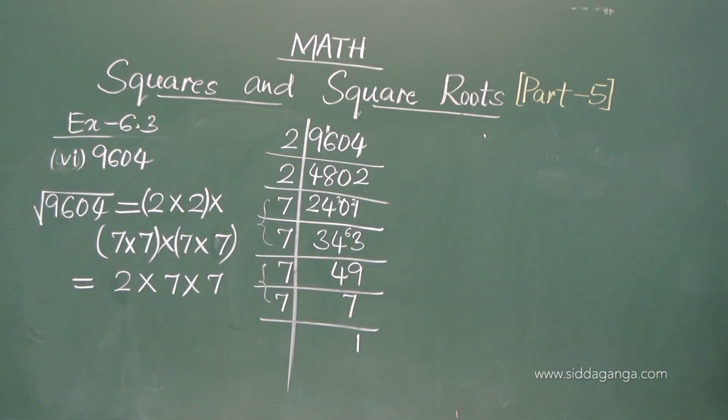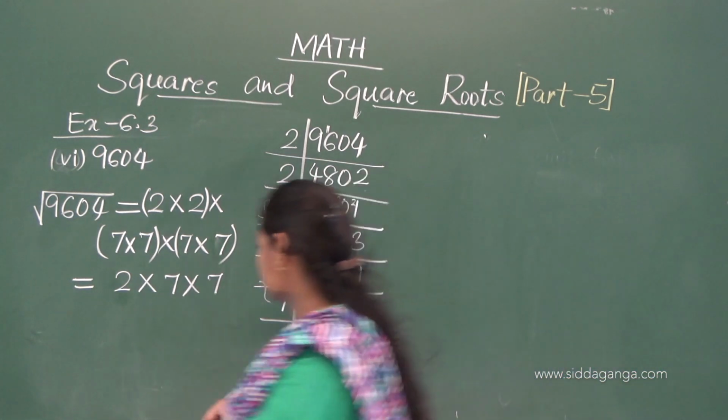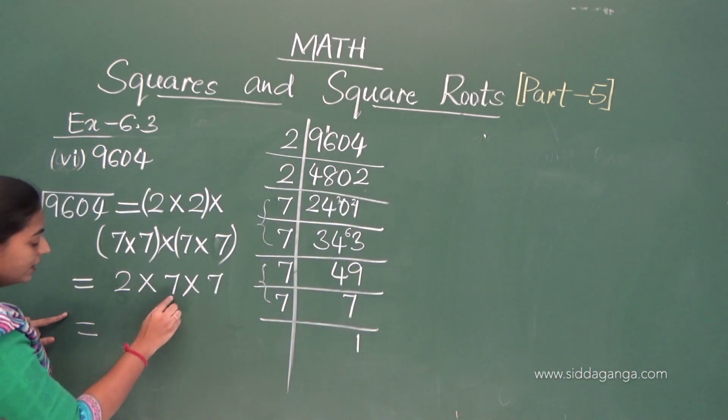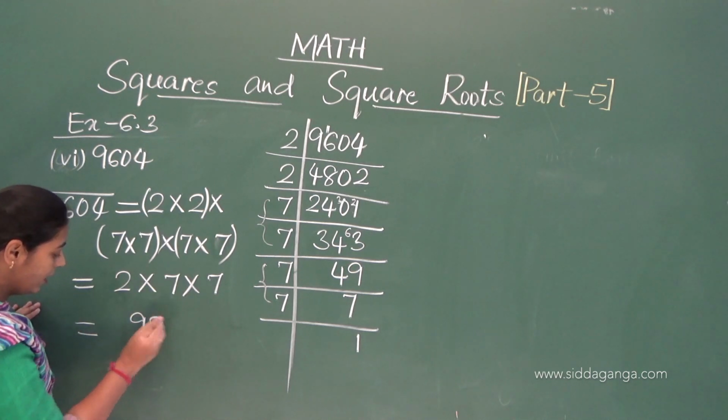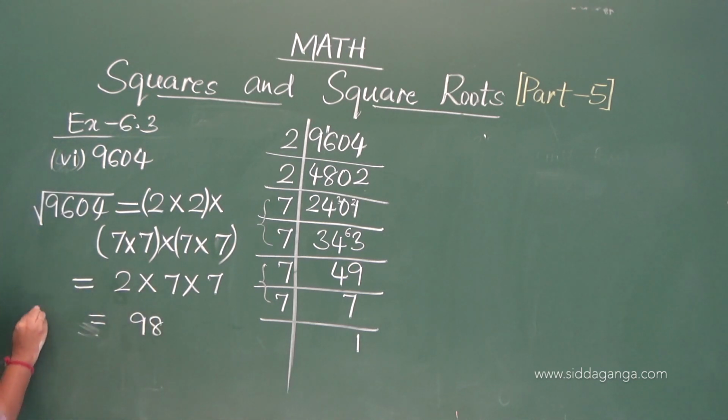Next, 2 7s are 14, 14 7s are 98. Therefore, square root of 9604 is 98.